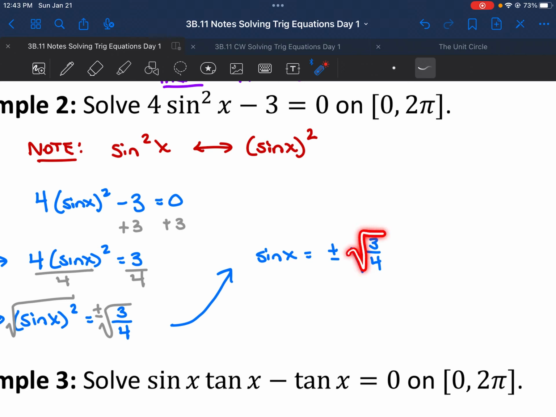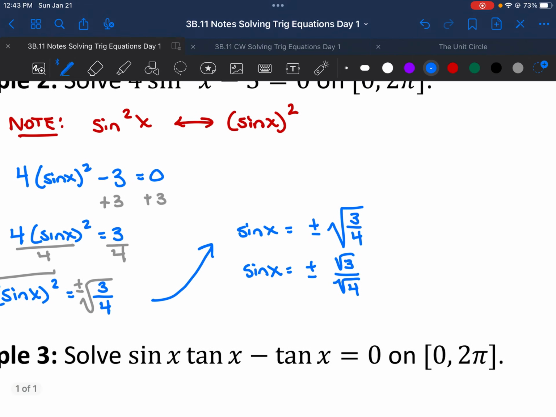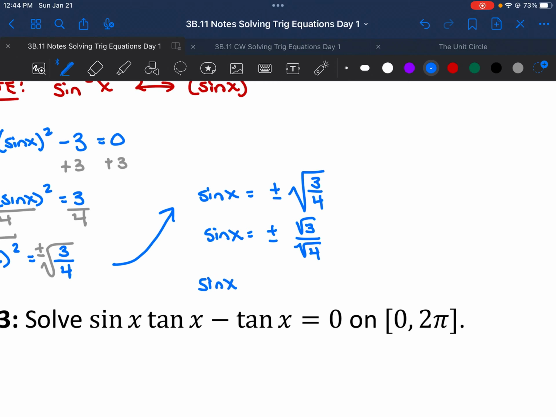Okay, now look at this square root of 3/4. If you're taking the square root of a fraction, you can take the square root of the top and the square root of the bottom separately. So we can look at this instead as sine of x equals plus or minus square root of 3 over square root of 4. Okay, and the reason that's nice is because if you look at that denominator, the square root of 4 is 2. So this is really sine of x equals plus minus square root of 3, which we can't take the square root cleanly, over 2.